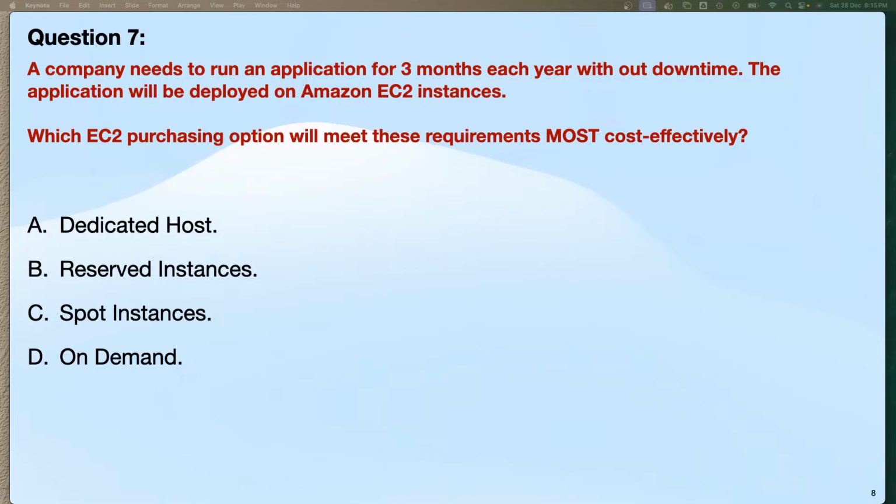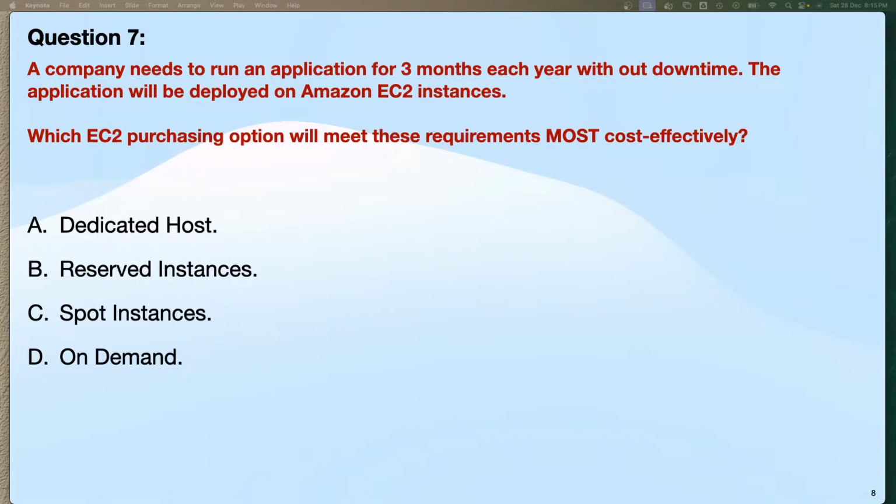If you read the question again, the application has to run 3 months every year without downtime. When you don't want to expect downtime, spot instances can have downtime, right? Spot instances are the cheapest cost for you. It is like bidding and you will get the lowest cost, but AWS can take out those instances at any time. So downtime is possible, so you cannot use spot instances. And you need only 3 months.